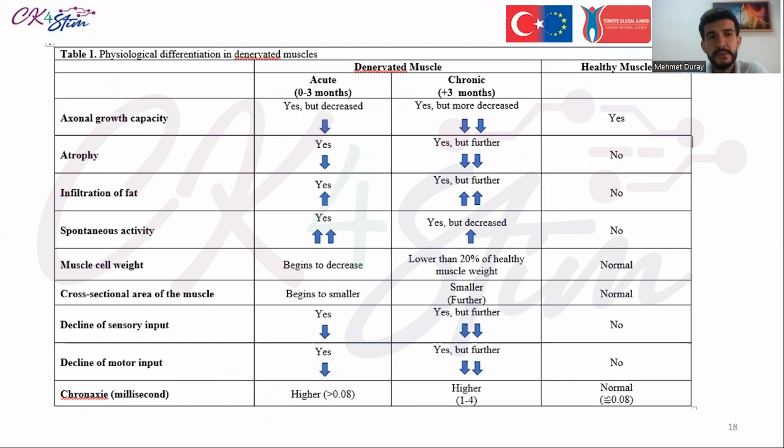With Associate Professor Gökhan Bayrak, we want to create a table to compare the denervation process with the healthy muscle, and we divided the denervation process as acute and chronic phase. In the acute phase of the denervation, axonal growth activity decreases, but in the chronic phase, the axonal growth activity is decreased more. Atrophy begins, but in the chronic term, we will encounter further atrophy.